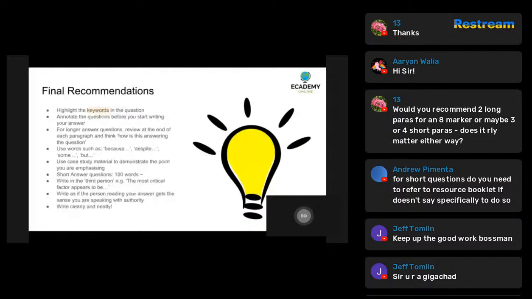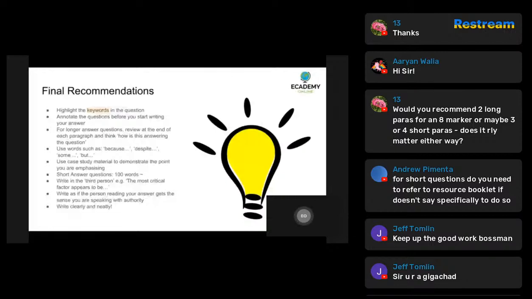Short answer questions, 100 words, like the 4 markers. I mean, why are you writing a page? Okay. Write in the third person. The most critical factor appears to be, okay. Do not ever start an introduction to an essay question with I completely agree with this or I completely disagree, and then just plaster all the information that proves your point of view. Okay. Make sure that you are balancing your answer out.